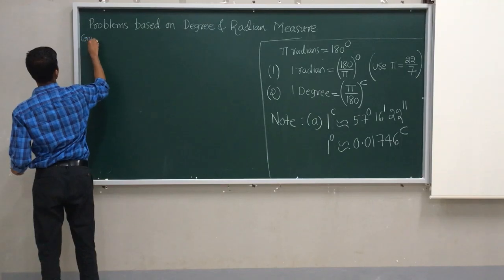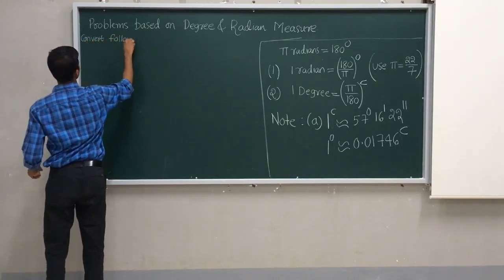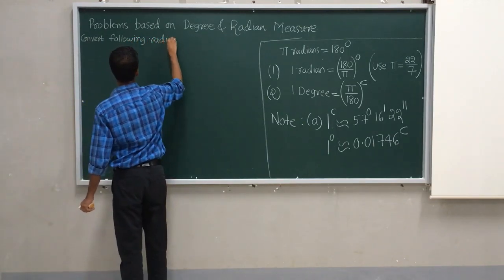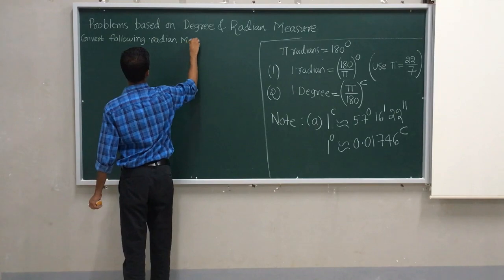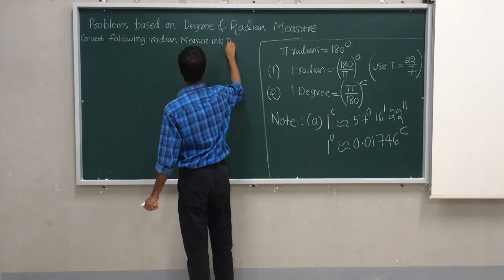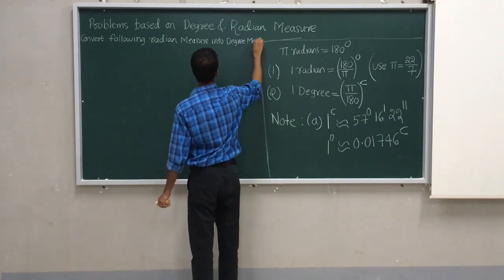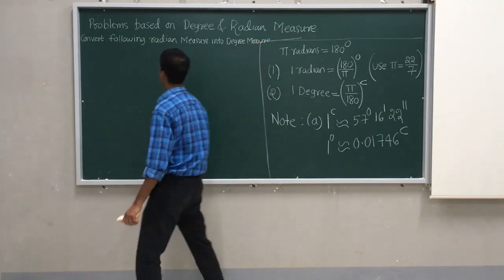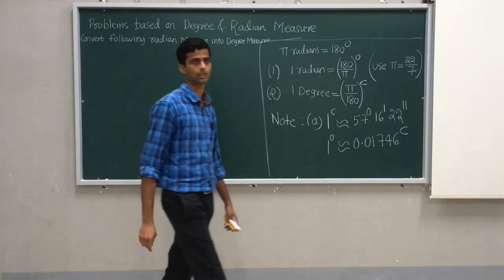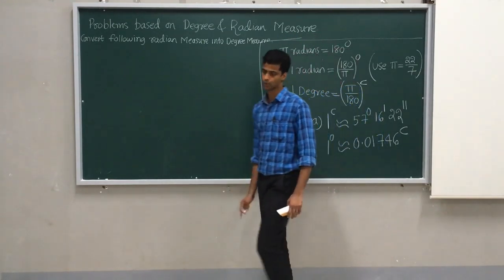Convert following radian measure into degree measure. This is the title of the question. Convert following radian measure into degree measure. At most, they may ask this question for 2 or 3 marks. So this is the question.